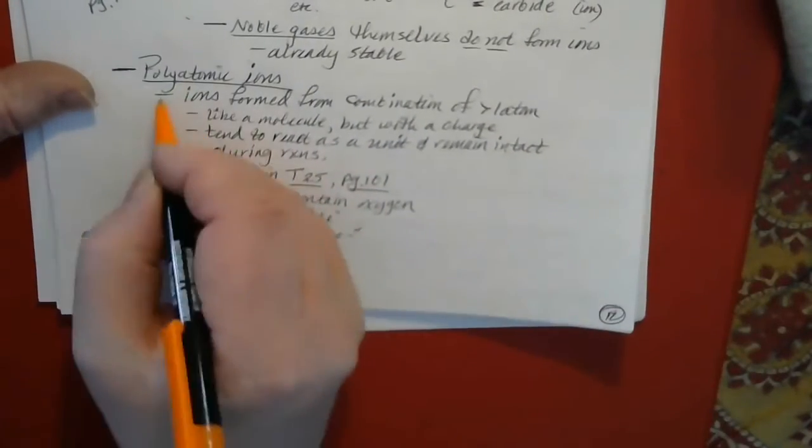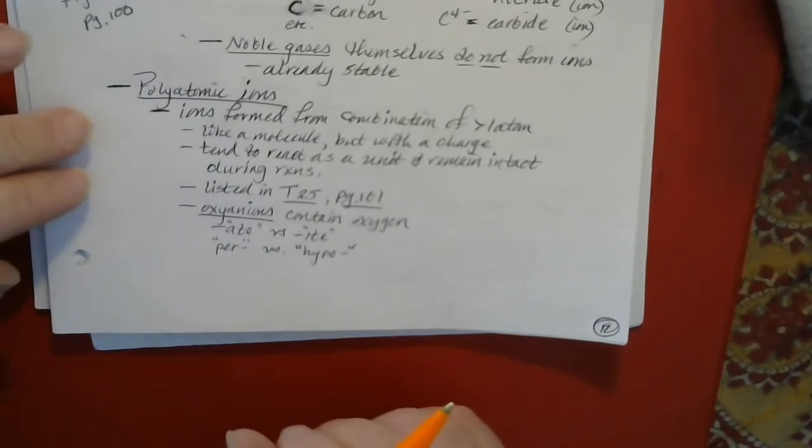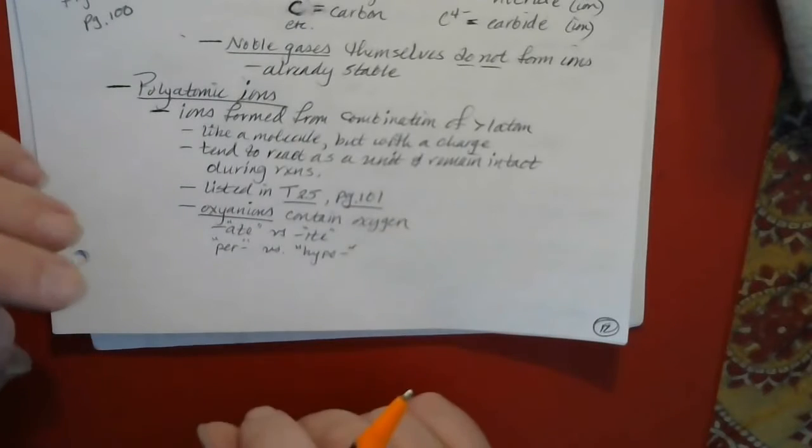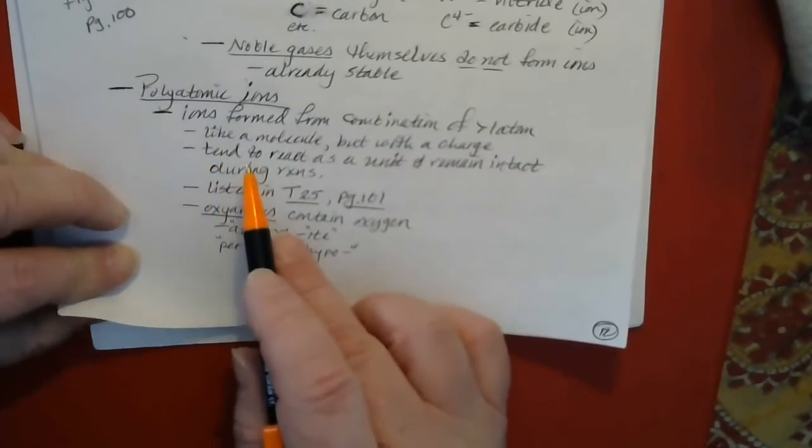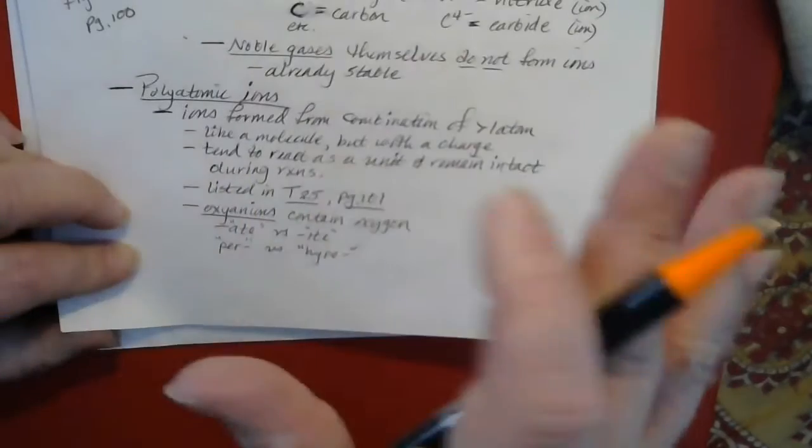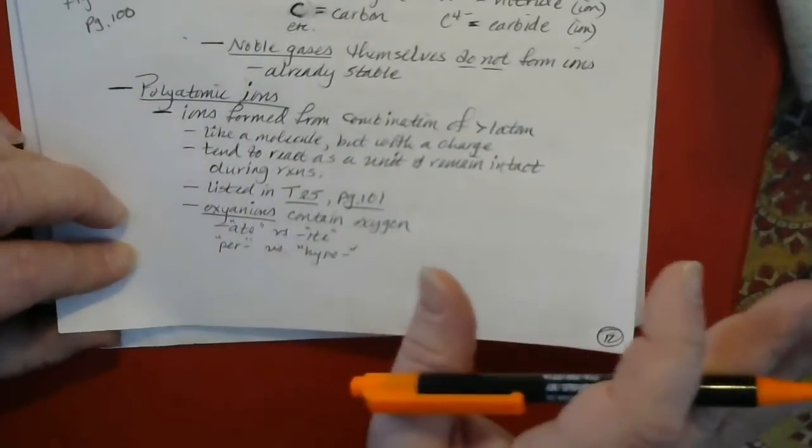But it is possible to have groups of atoms that have a charge on them collectively and act sort of as a unit. So basically, polyatomic ions are like molecules that have electrical charges on them. Normally, a molecule has no electrical charge, but if they do have an electrical charge, then they're called polyatomic ions. So they're ions formed from a combination of more than one atom, like a molecule, but with an electrical charge overall. The charge belongs to the ion as a whole. It doesn't belong just to any one atom within the ion.